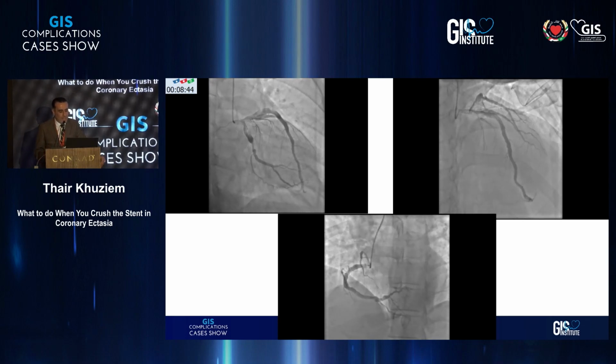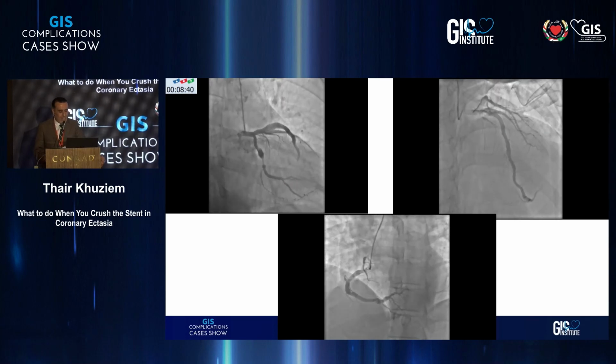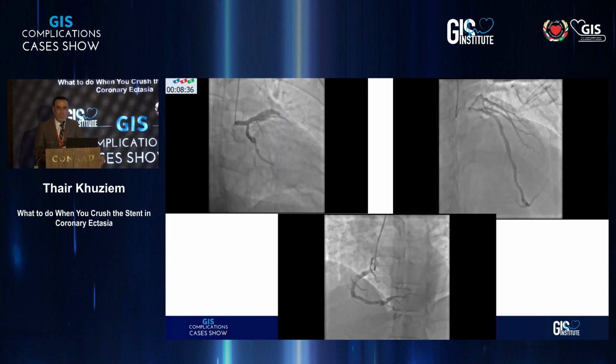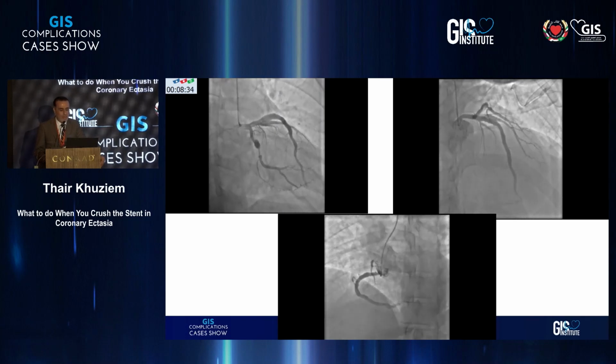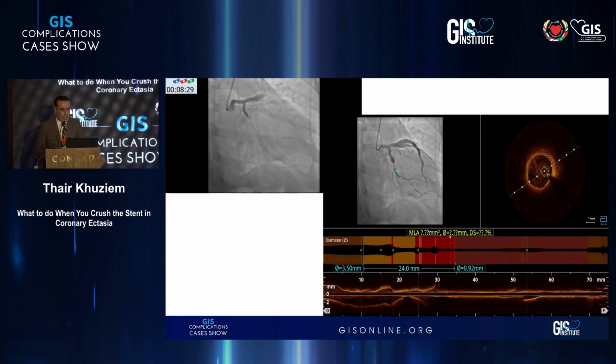And if you look to the RCA, also the ostium is not clear. Probably there is a mild disease, and distally there is another ectasia and some lesion. So we decided that actually the culprit is the left circumflex artery. So I put a wire and I could cross the lesion easily.